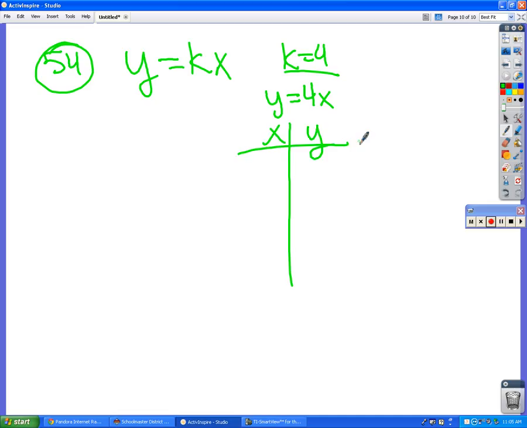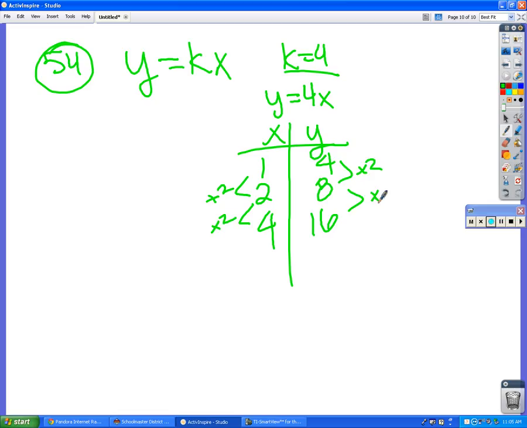All right, now give me a number for x. 1. What do you get for y? 4. Let's double that x. What do you get for y? 8. Double that x again. What do you get for y? 16. What's happening? Yes, as the x's are being multiplied by 2, the y's are being multiplied by 2 also. Okay? So this is going to multiply by 2. Yep. Or you say the y's double also.